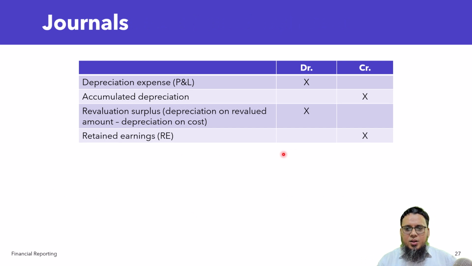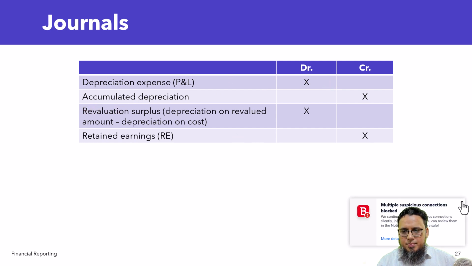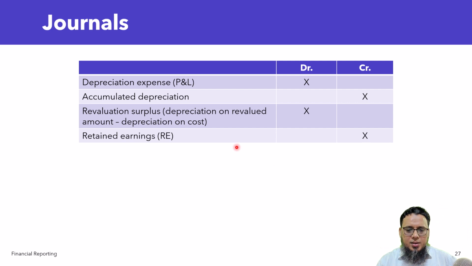Okay, so this is the normal depreciation entry, and this is the revaluation surplus. Hold on, let me pause. Okay, so revaluation surplus gets debited and retained earnings gets credited. It's not routed through P&L, it's routed through the statement of changes in equity.